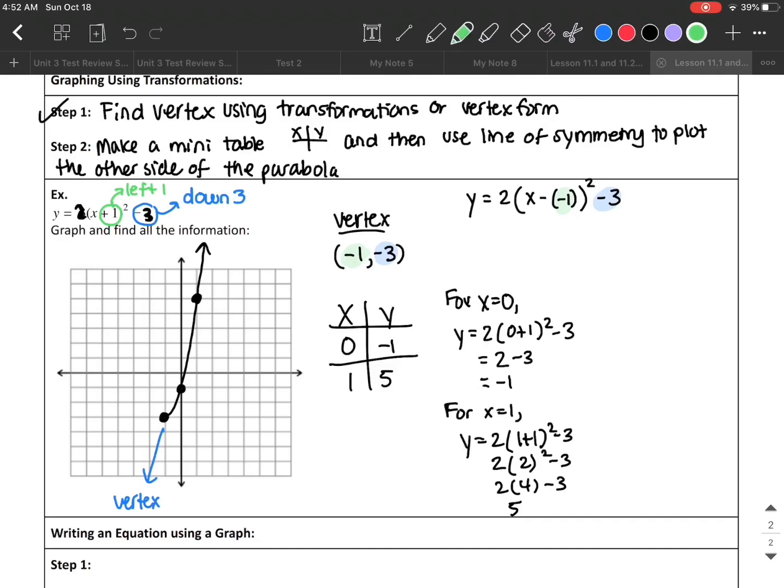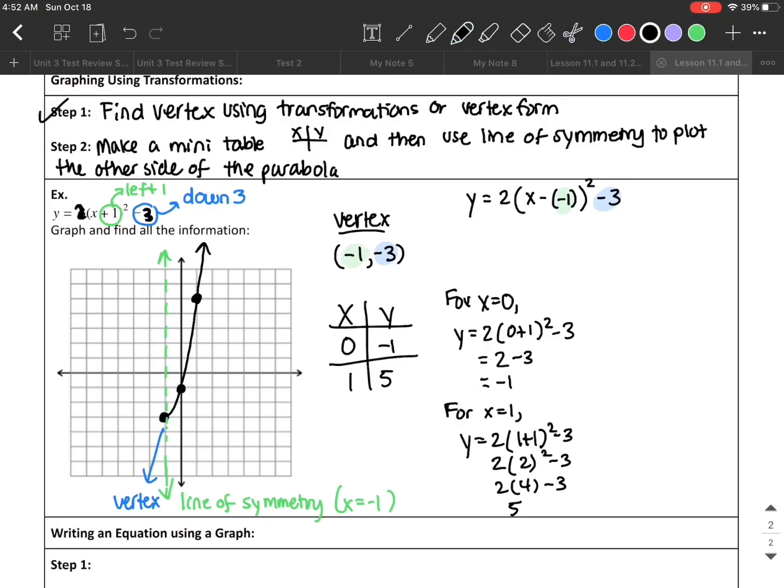I know the line of symmetry is going to be through the vertex. So it's the vertical line that goes through the vertex. That's my line of symmetry. And that line is x is equal to negative 1.